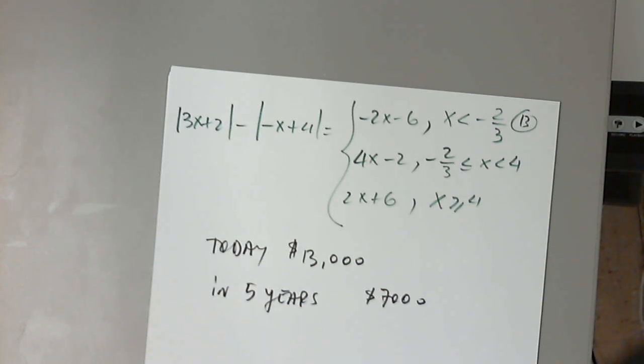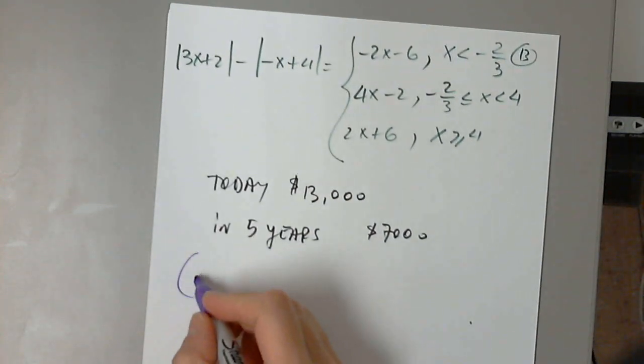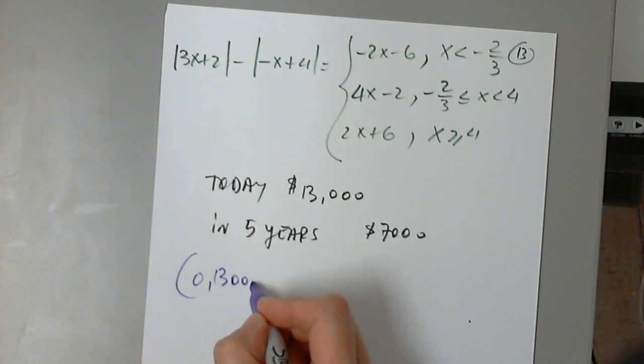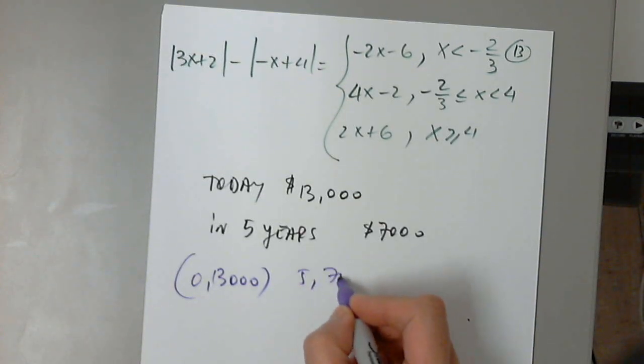So how do I address this? What is given in the problem? Look at what we have: two points. Perfect. Can anyone give us the two points? 0, 13,000 and 5, 7,000.